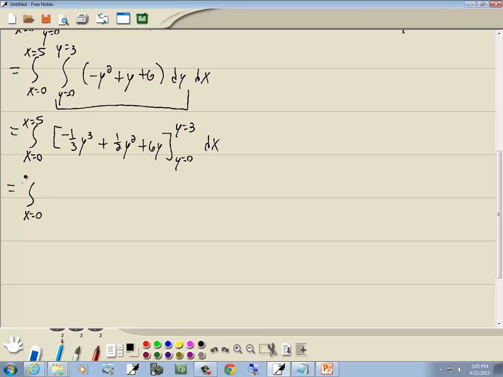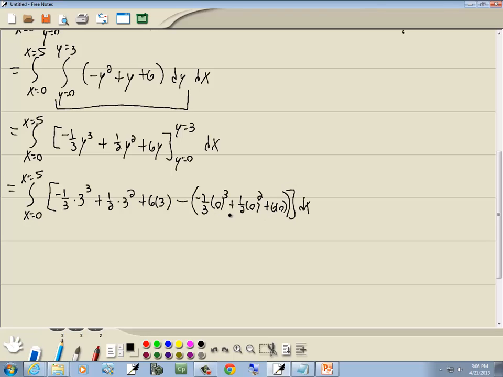So we've got x is equal to 0 to x is equal to 5. Plug in the 3 for the y. So we've got negative 1/3 times 3 to the third plus 1/2 times 3 squared plus 6 times 3 minus, and do I got room to show it? Yeah, I guess I do. Negative 1/3, 0 to the third, plus 1/2, 0 squared, plus 6 times 0, dx. Well, all this drops away. 0 to the third is 0, times 1/3 is 0, 0 squared is 0, times 1/2 is 0, 0 times 6 is 0, so that's all gone.